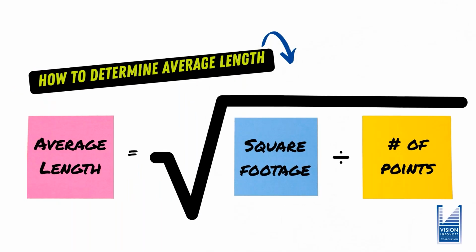There's actually a mathematical justification for coming up with the average length of a run. If you take the square footage of the area that you're working in and divide it by the number of points, I call them points, but that's basically outlets, a receptacle, switch, a fixture, and you divide that square footage by the number of points and then take the square root of it, that will give you the average distance between points.